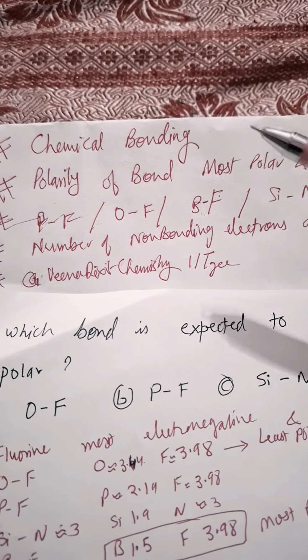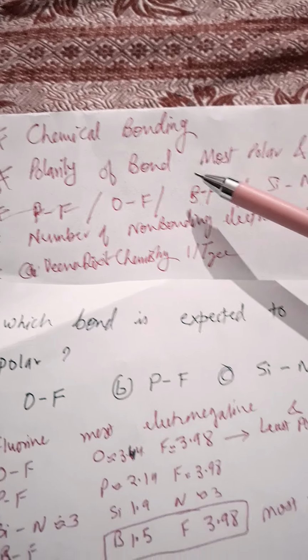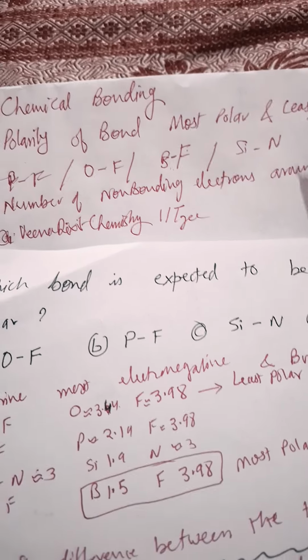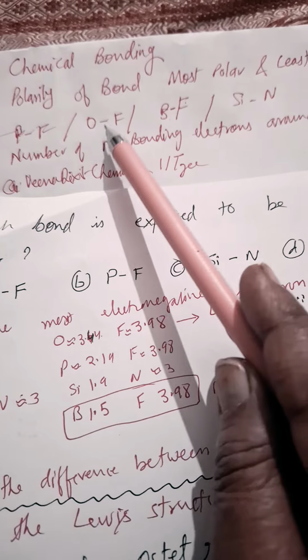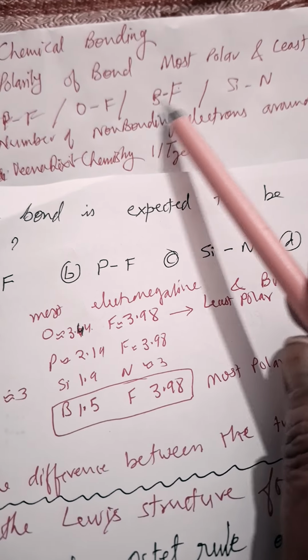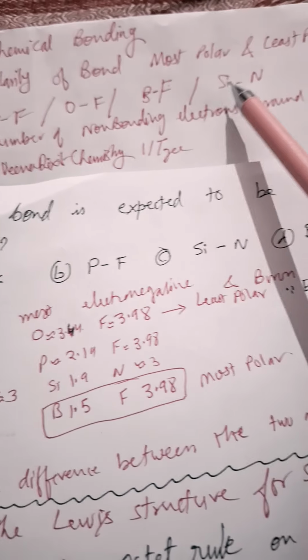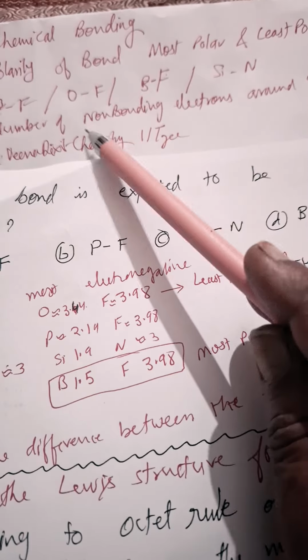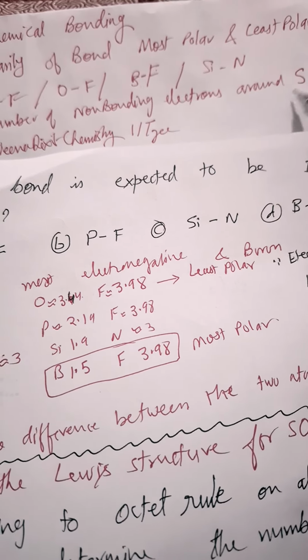Hello student, here we discuss chemical bonding, the polarity of bonds, and the most polar and least polar bond among the given bonds: the oxygen-fluorine bond, the bond between boron and fluorine, and the bond between silicon and nitrogen. We will also find the number of non-bonding electrons around sulfur in SO2 when it follows the octet rule.